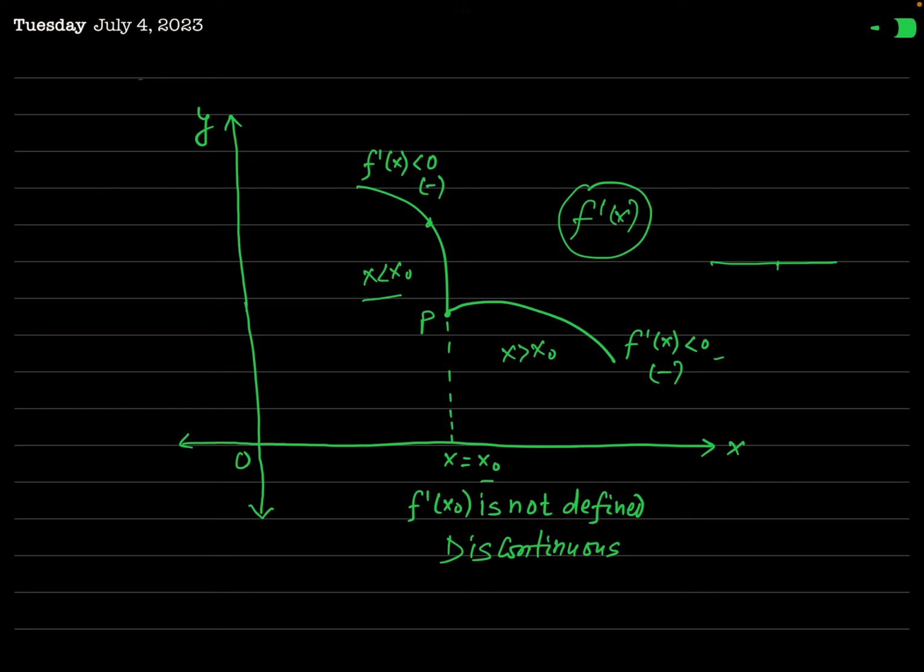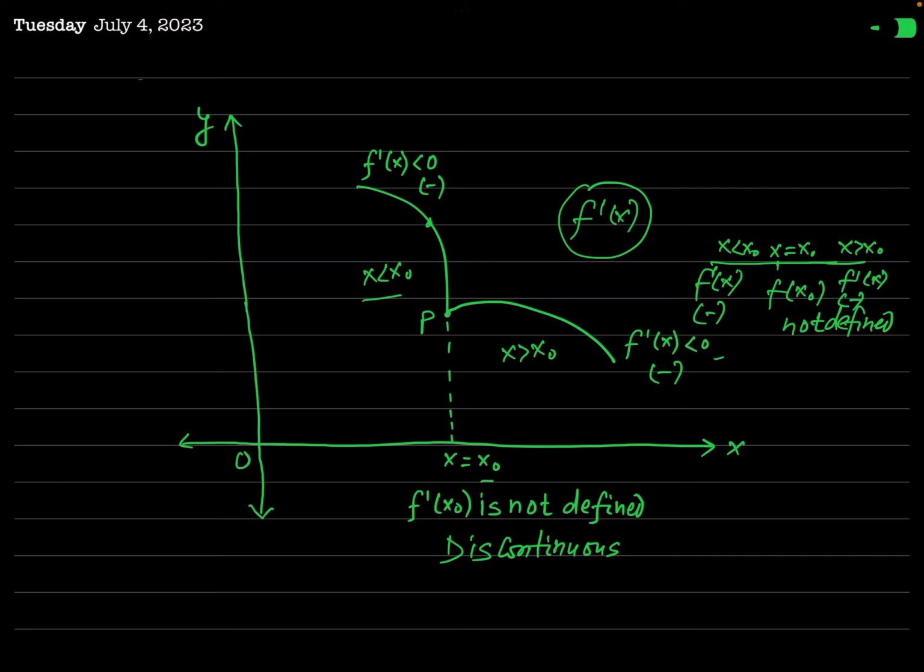So at this point x equal to x naught, in this case f of x naught is not defined. It is not defined, okay, because the function is discontinuous at this point. But in this region where x is less than x naught, you can see in this figure that f dash of x is negative. And again in this region where x is greater than x naught, this first order derivative f dash x is again negative.